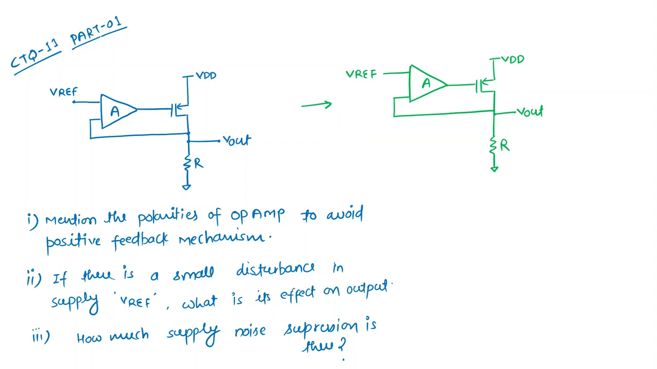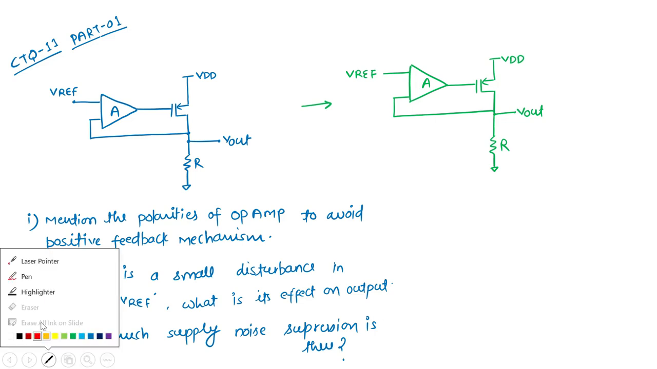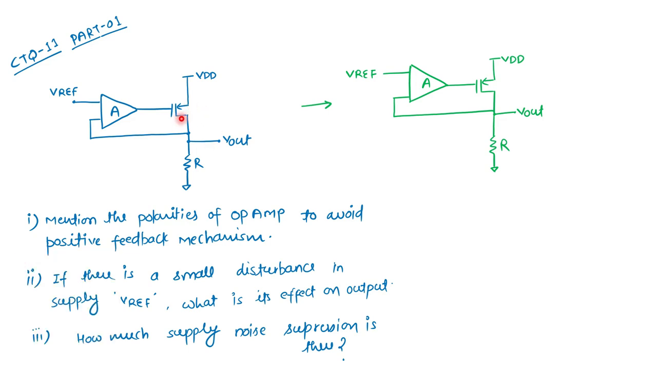Hello friends. So in the continuation of the CTQ series, we will see CTQ 11 in this video, and there are a lot of things to calculate. I have given here. First, we have to mention the polarity of the op-amp to avoid the positive feedback mechanism, or I can say to keep the circuit in the negative feedback configuration. Okay, so this is the particular structure.